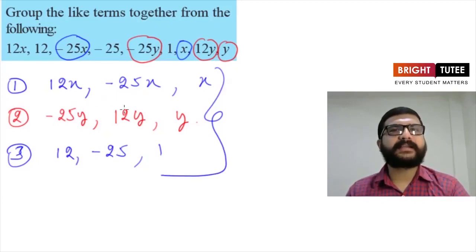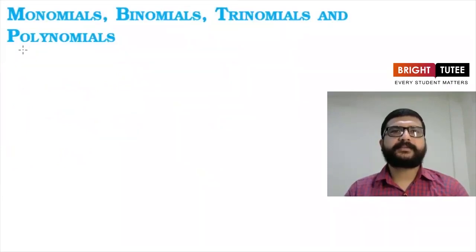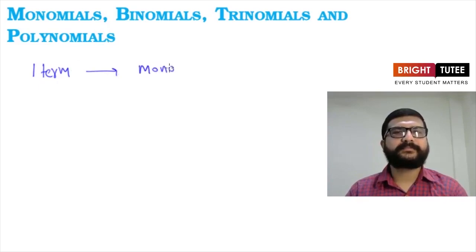Now let's see how we can classify algebraic expressions based on their number of terms. So based on the number of terms, we can classify algebraic expressions into monomials, binomials, trinomials and polynomials. Now what are monomials? Algebraic expressions having one term are known as monomials.